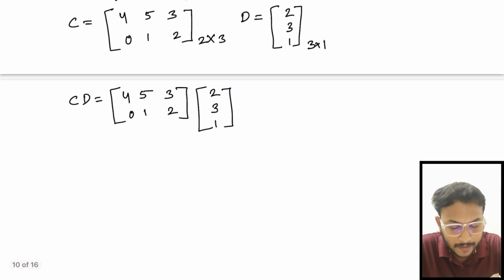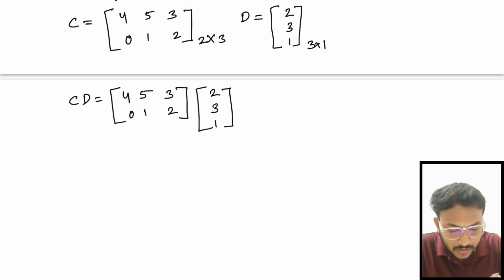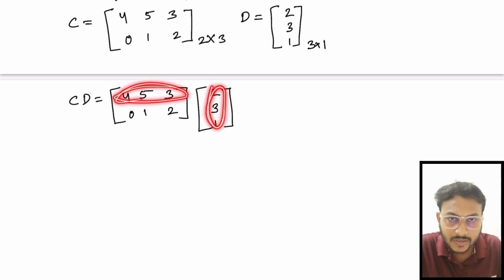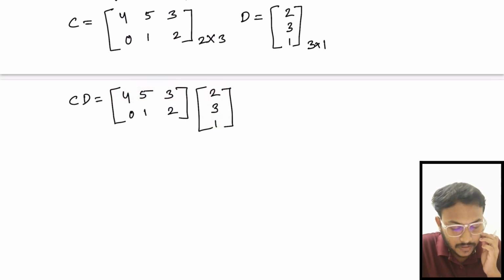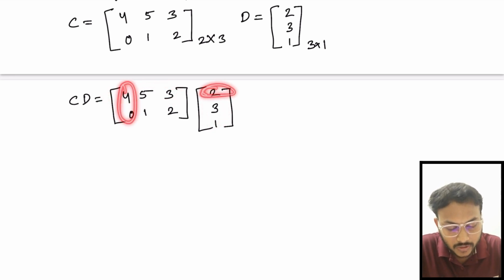Now how will we multiply? Always remember that we have to take the row of the first matrix and the column of the second matrix. That is how we will get the product of two matrices. So we have to multiply the row with the column. Don't multiply the column with the row. That is the wrong procedure.